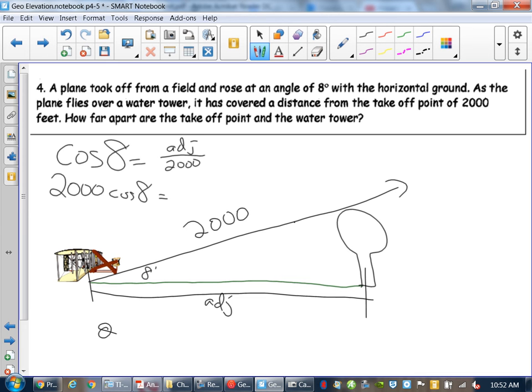Now, for fun, how tall is the water tower? What would you do to find the height of the water tower? Would you use hypotenuse and opposite? Right, so which one are you going to use? Sine. So if I wanted to figure out how tall the water tower was, the height of that, I'd say the sine of 8 is our opposite.